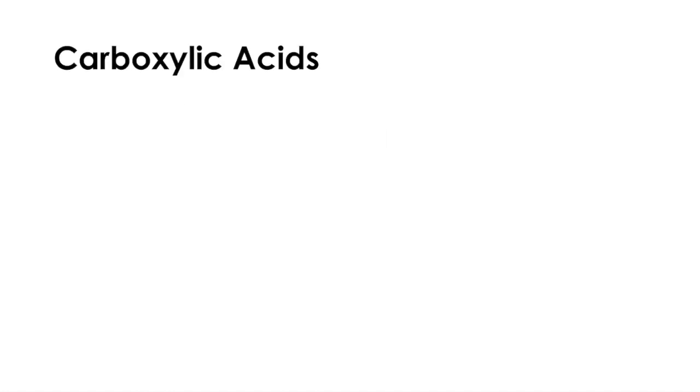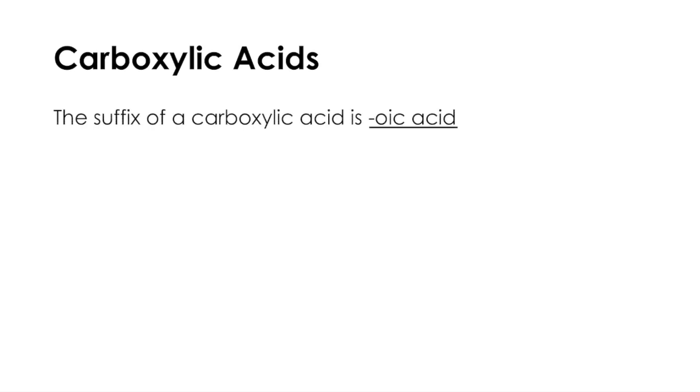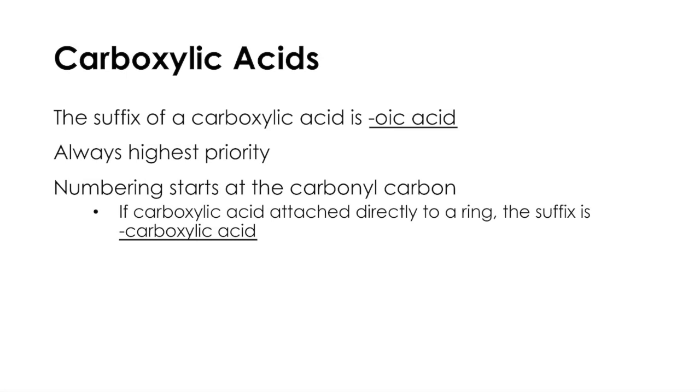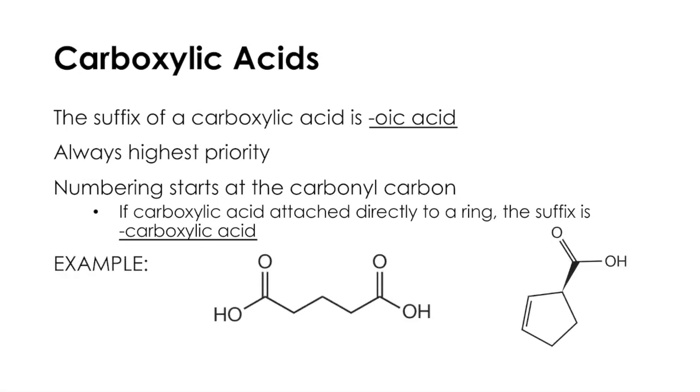So let's start off with carboxylic acids. So carboxylic acid has a suffix of oic acid, and that is always going to be the highest priority group in any molecule that you have. And because there is a carbon in the carboxylic acid group, the numbering is always going to start with number 1 in the carbonyl carbon, unless the group is attached to a ring, in which case the suffix will be carboxylic acid and the numbering will start at the attachment point. So let's take a look at a couple of examples and maybe that'll make it clear.